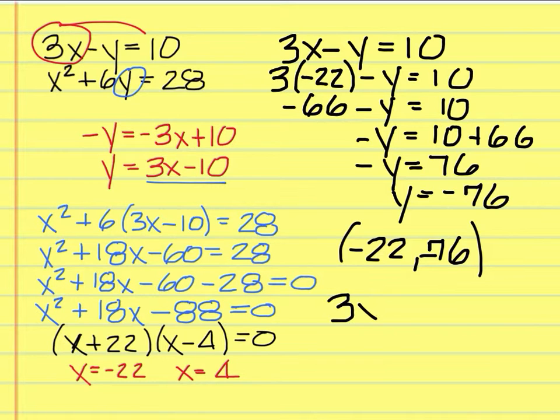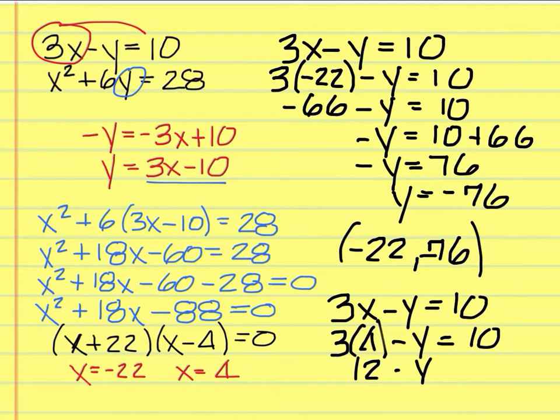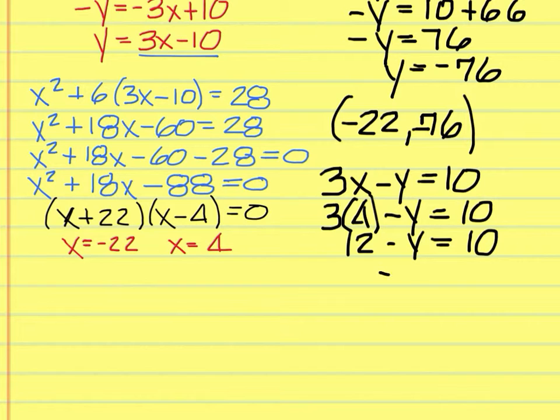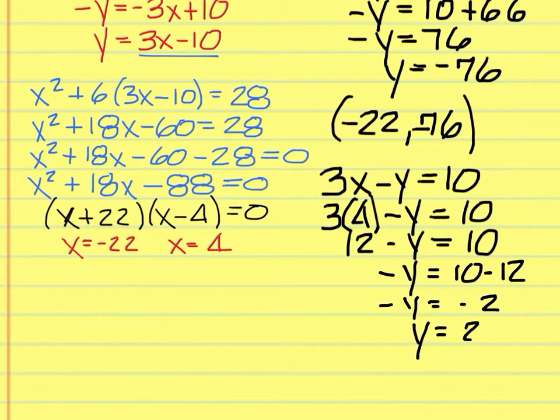All right, so 3x minus y equals 10. We're going to plug in now a 4, so 3 times 4 minus y equals 10. 12 minus y equals 10. And keep the negative y and make it minus 12 on the right. So that's a negative 2. y would equal a positive 2. So we plugged in a 4 and got back a 2. So you should have negative 22, negative 76, and 4, 2.